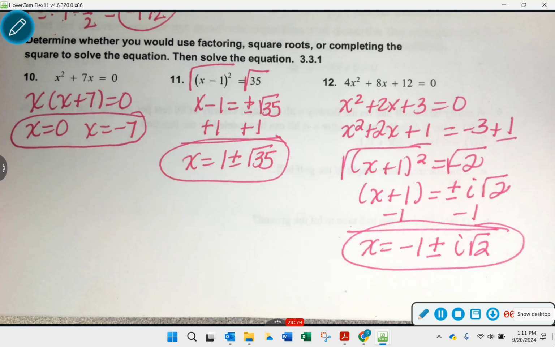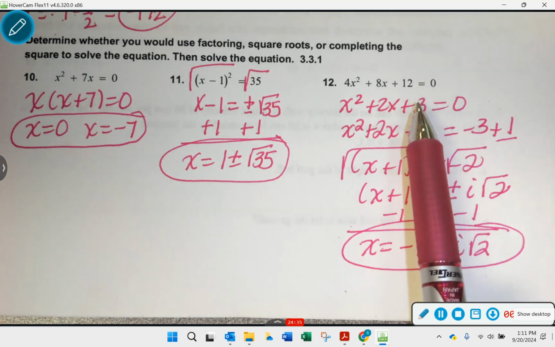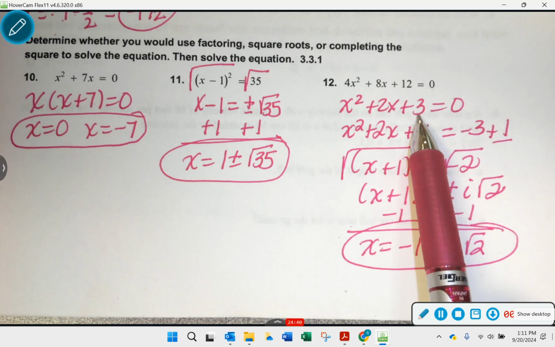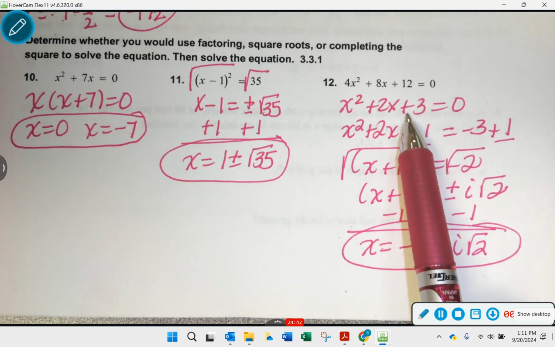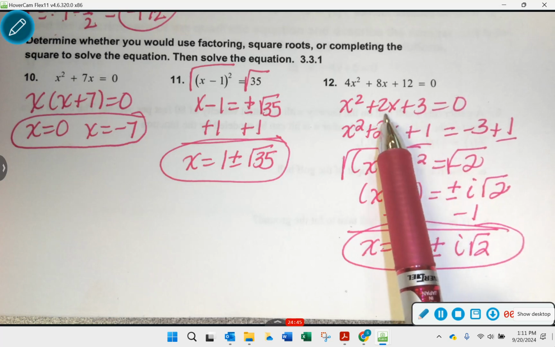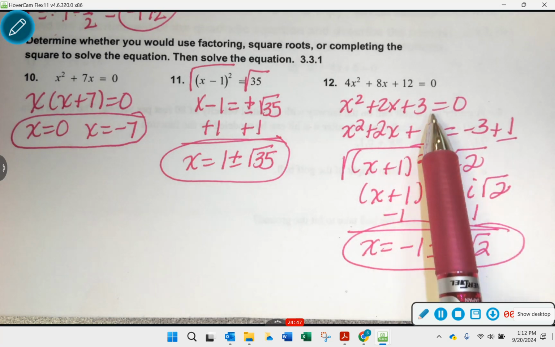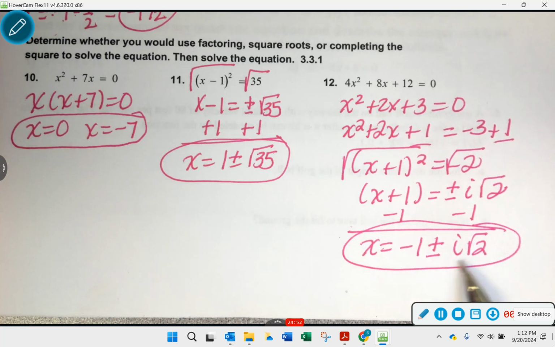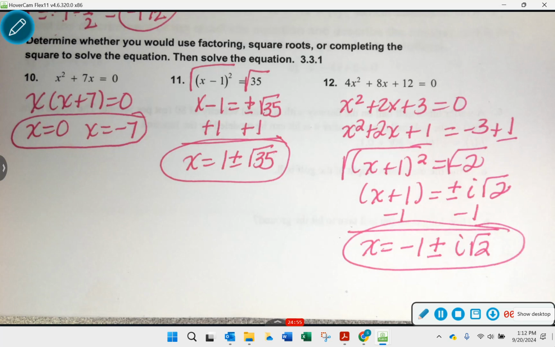Hopefully you were able to get at least one of those correct. What questions do you have? Did anyone think this could factor? Because at first I thought it was going to factor. But the numbers that multiply to be 3 are 3 and 1. They would have to add to be 2. 3 and 1 add to be 4. So I couldn't factor it. So that's why I had to use completing the square. And I actually got two complex solutions on that because of the i's.